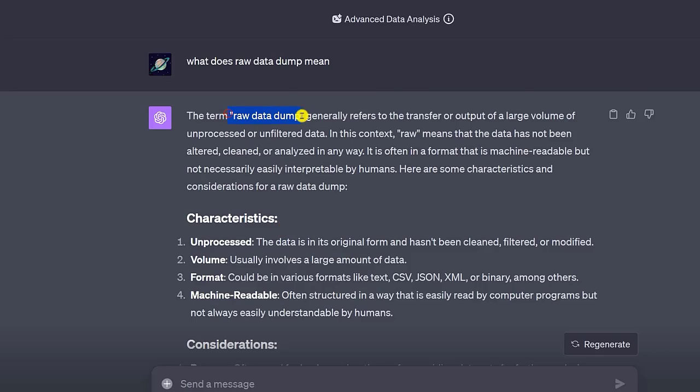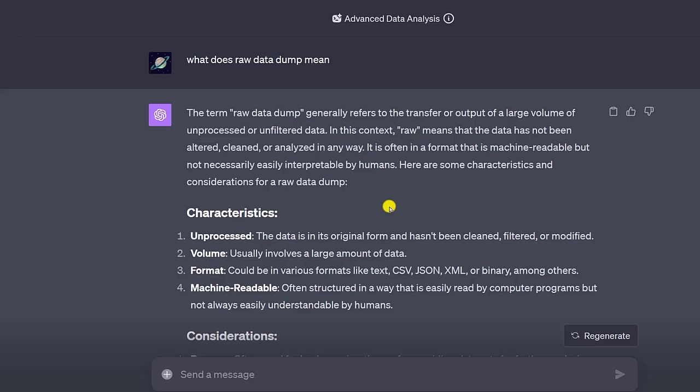Everything was going well until I used the term raw data dump. She was not familiar with that term, and I think she probably assumed it meant something completely different. And the rest of our conversation was somewhat awkward, but it gave me an idea.